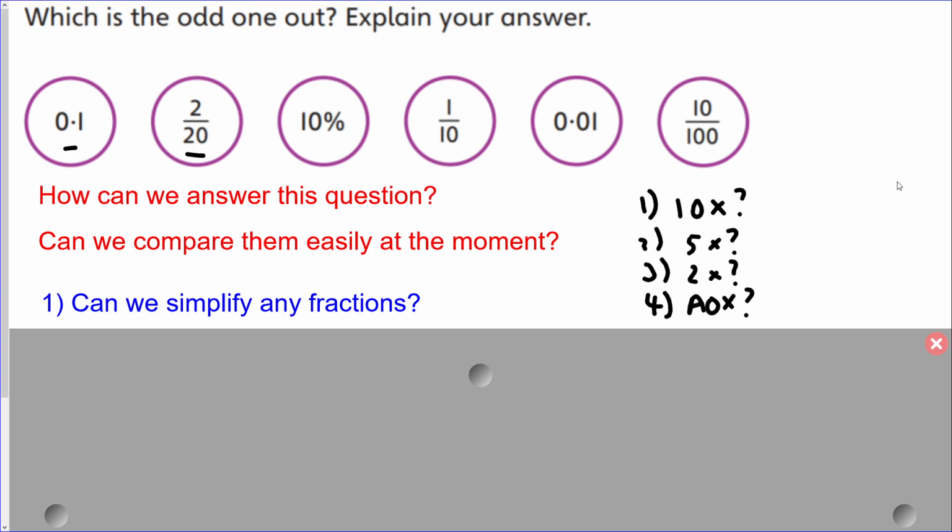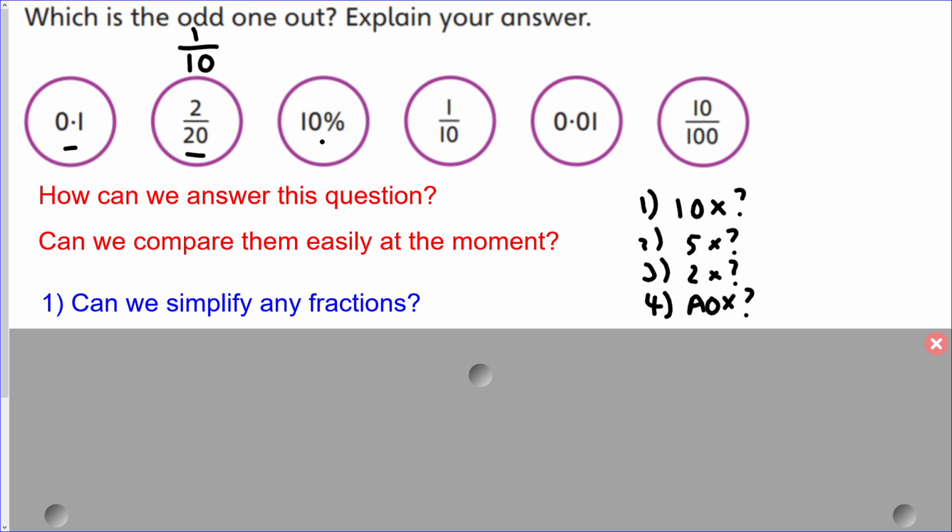So 2 and 20, do they both go into the 10 times table? 20 does, but 2 doesn't, so we can't do that. Do they both go into the 5 times table? 20 again does, but 2 doesn't. Do they both go into the 2 times table? Well, yes, they do, because they are both even numbers. So I divide my numerator by 2 to get to 1, and I divide my denominator by 2 to get to 10. So now I have simplified that fraction.